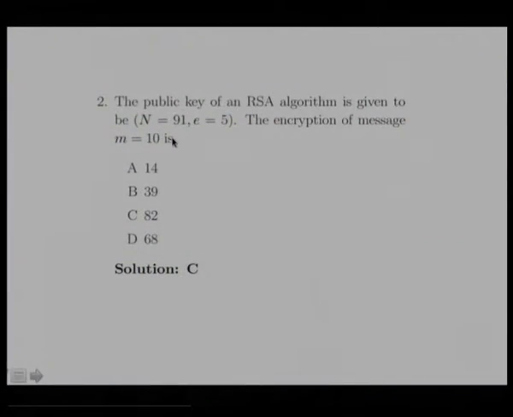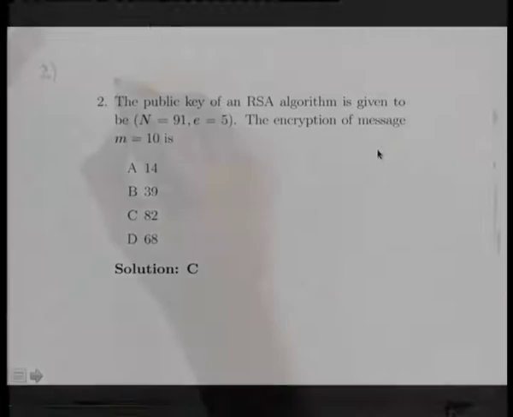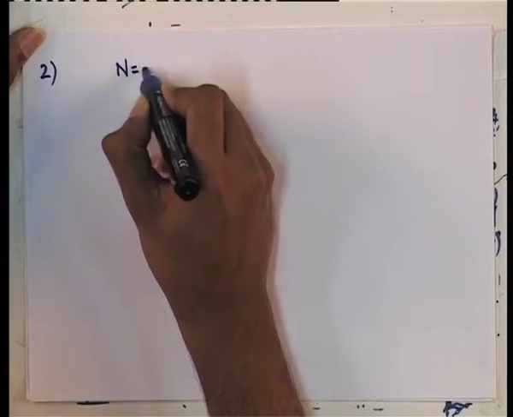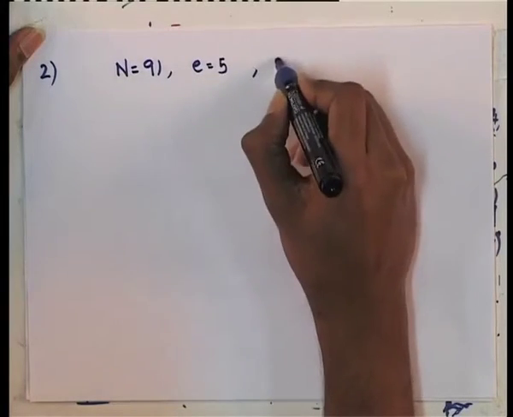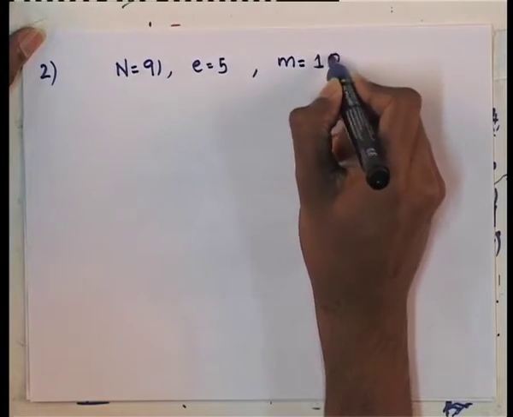Look at problem number 2. In problem number 2, it is given that n is equal to 91 and E is equal to 5 in the RSA algorithm, and the message is given as 10, and we are asked to find the encryption of the message. So n is 91, E is 5 and M is 10.